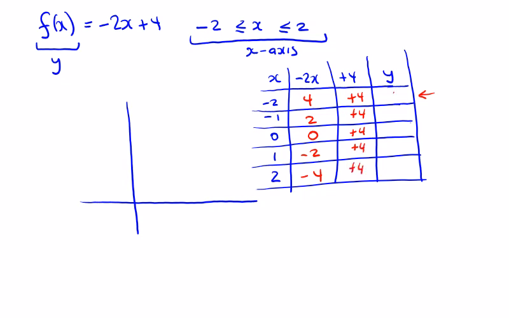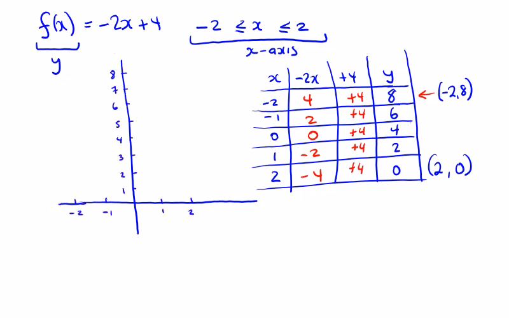4 plus 4, let's do them in blue. 4 plus 4 is 8. 2 plus 4 is 6. 0 plus 4 is 4. And you can see the pattern is going down 2 each time. 2 and 0. My points: minus 2, 8, and 2, 0. So let's have a look at what this looks like.